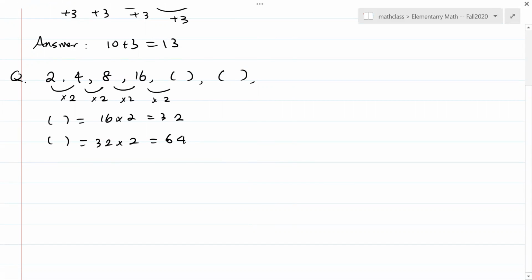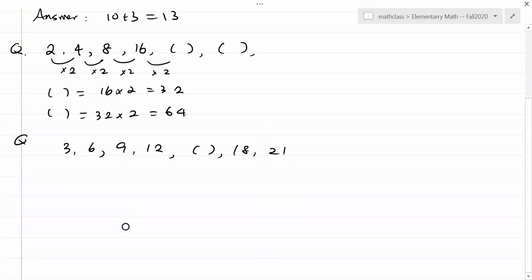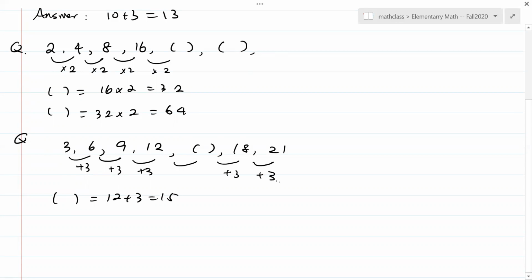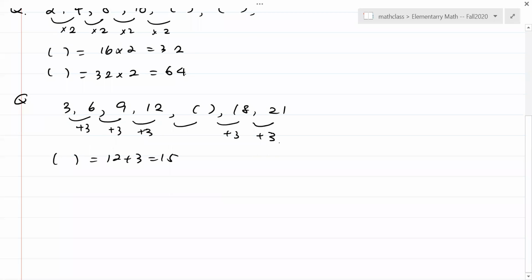All right, so let's take a look at the next one. You have 3, 6, 9, 12, and this number, and 18 and 21, okay? What is the missing number? Okay, Jessica, good job. This time it's going to be plus three. You also have to double check, right? 12 plus three is 15. 15 plus three, you get 18. 18 plus three is 21. So the answer is 15, okay?